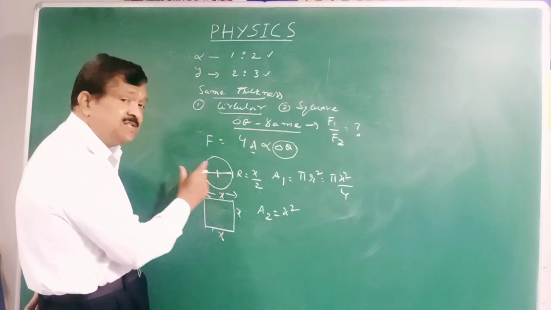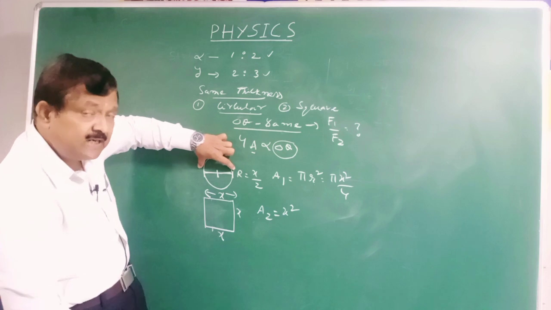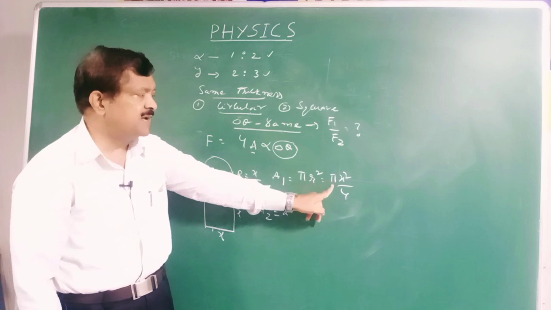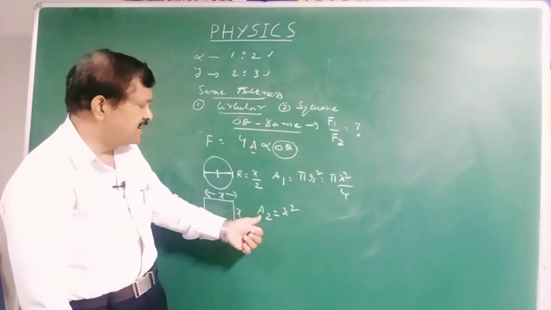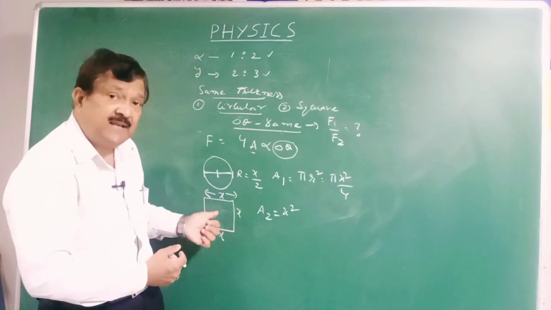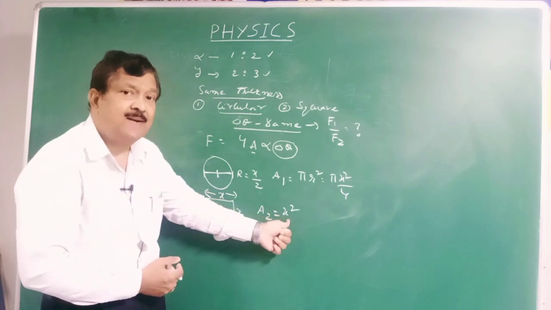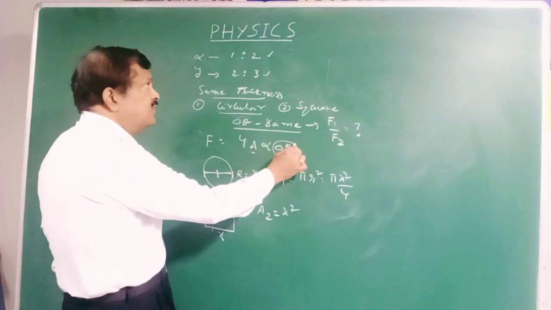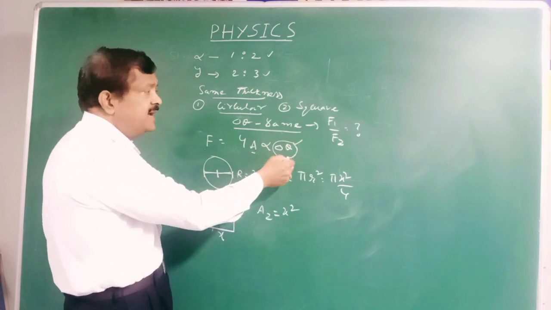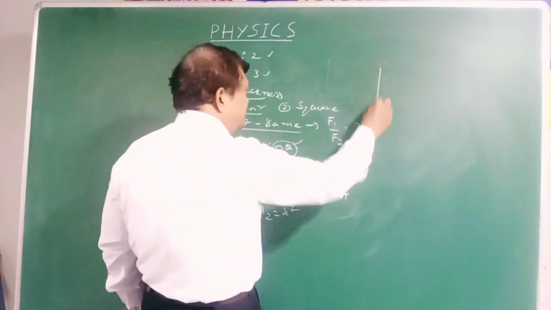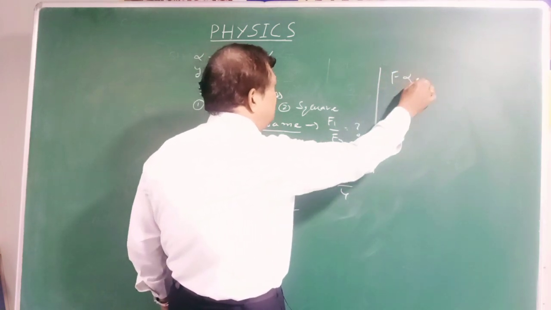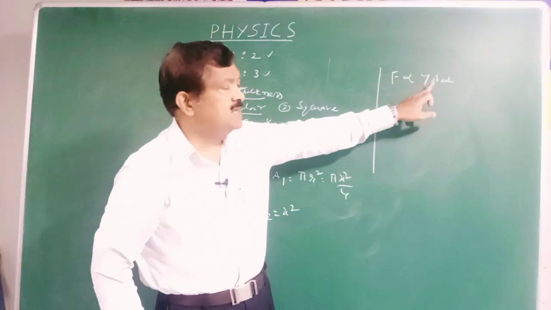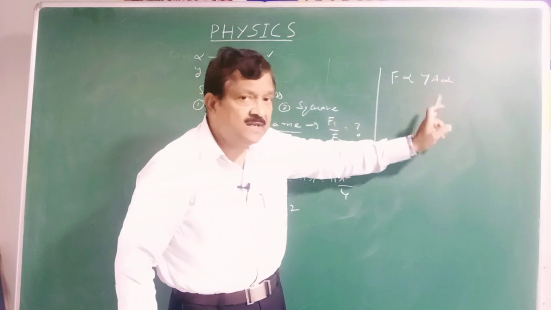Because the same thickness is given, for the circular rod the diameter is x, so the radius becomes x by 2, and correspondingly the area of cross section becomes pi x square by 4. For the second one, it is a square cross section of thickness x, so the area becomes x square. Therefore, let us apply the equation. From the equation of the force, delta theta is the same for both of them, so it is not a variable. Very clearly, the only variables present in the problem are in F proportional to Y A alpha, where Y is Young's modulus, A the area of cross section, and alpha the coefficient of linear expansion.